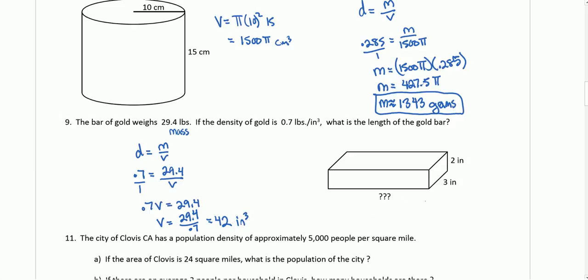And so in our picture on the right, we know that the volume is our missing value, which we'll call x, times 3 times 2, and we know the volume, we just found it, is 42. So 42 is equal to 6 times x, divide by 6, and we get x is 7 inches.